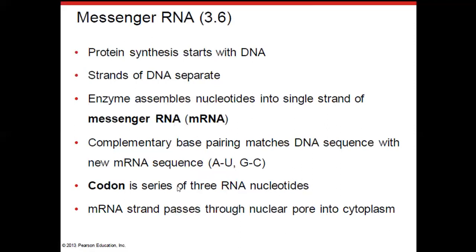And 3 RNA nucleotides is a codon. And that codon is what codes for an amino acid in the protein. So DNA is converted to mRNA, and mRNA is converted to a protein. And that protein is basically created by codons, a sequence of 3 RNA nucleotides at a time. This mRNA passes through the nuclear pore into the cytoplasm, and it heads to where in the cell? The endoplasmic reticulum.